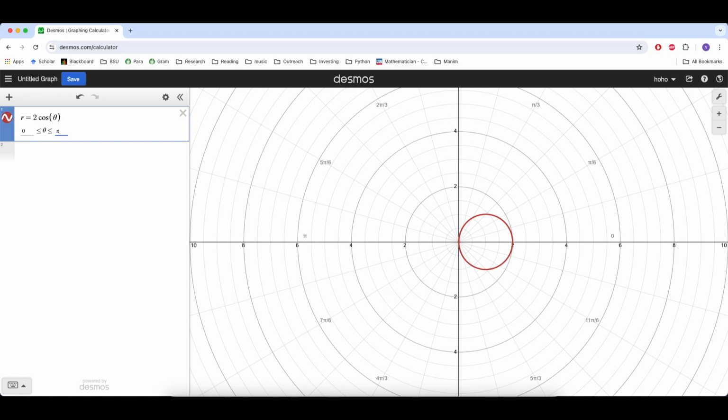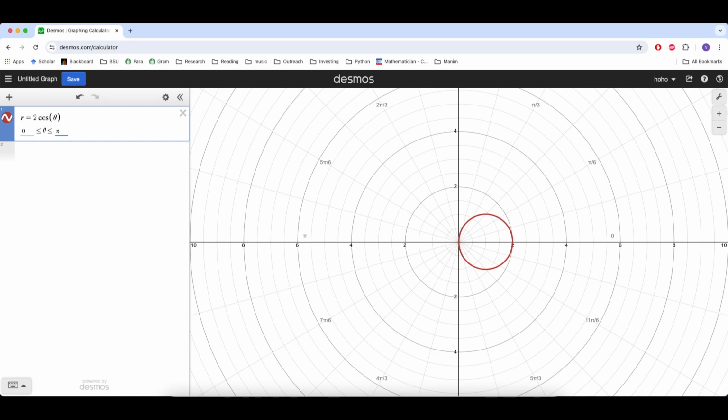Usually for the circle in Cartesian coordinates, the angle is between 0 and 2 pi. But in this case, for the polar curve r equal to 2 times cosine of theta, because you already have the 2 in front of it, theta has to be between 0 and pi.